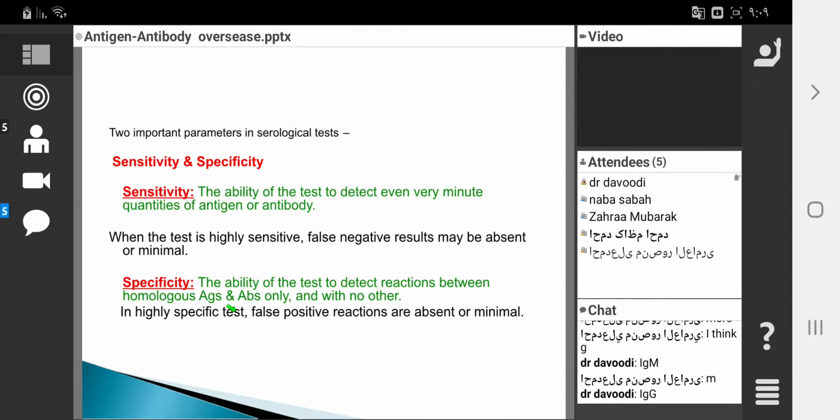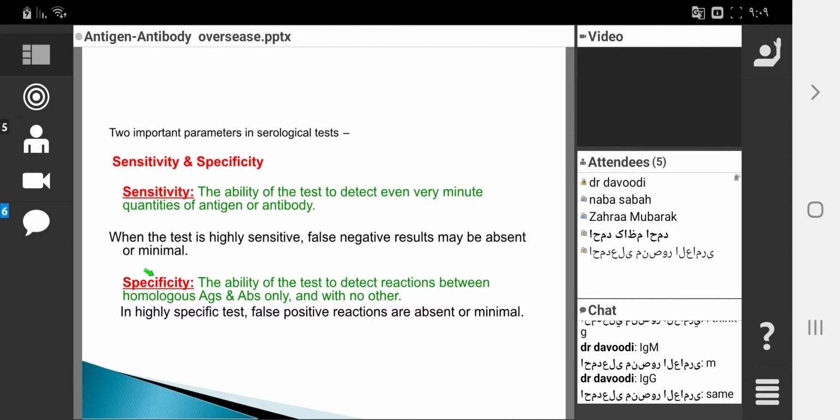Kezb, I think in Persian is kazib. I'm not sure in Arabic. In Arabic, how can we say false? Same, kez. Yes, correct. Kez.